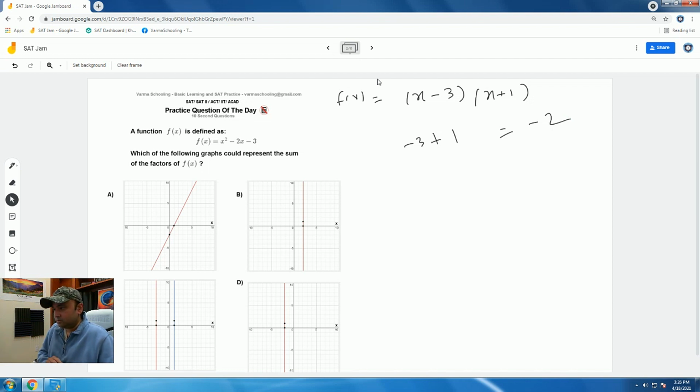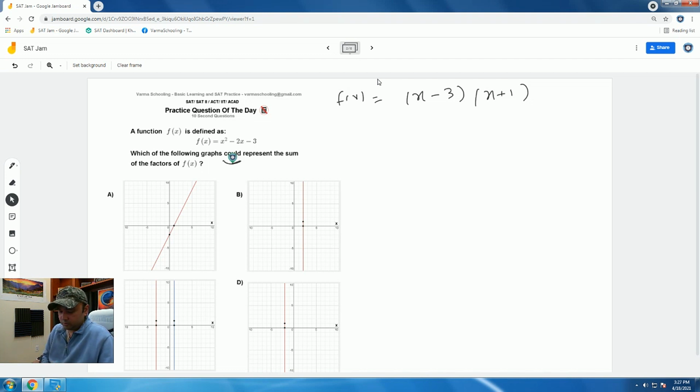That's where minus 2 is. But those aren't the factors. Minus 3 plus 1 is actually nothing. It's not even the solution. Some of you answered B. Some of the sharper ones will see that the zeros are 3 and negative 1, so the sum of the zeros, 3 plus negative 1, equals 2. But the question isn't asking that. The question is asking the sum of the factors, and it's also worded specifically as which of the following could represent the sum of the factors.